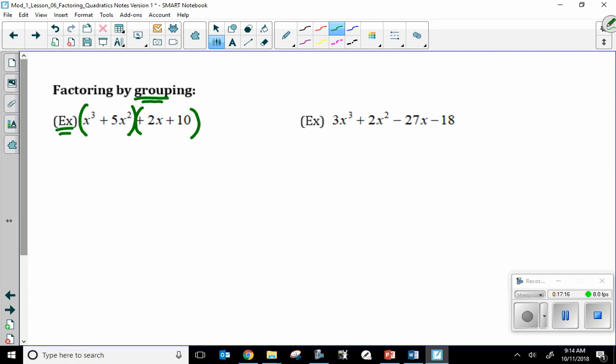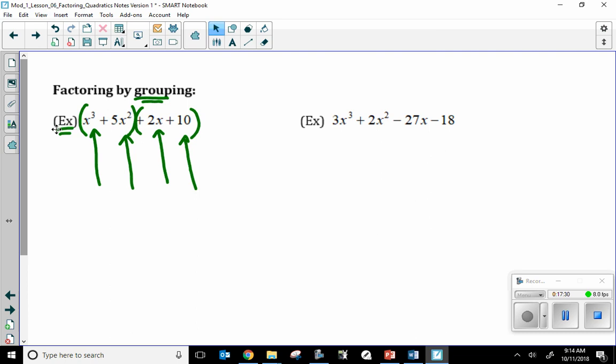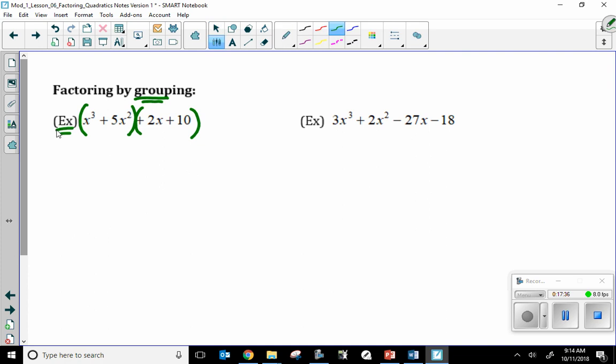Now, this needs to be written in standard form, meaning your biggest exponent should be first, the 3. Your 2, x squared, should be the next one. Then x to the 1, then this should have 0 x's. And factoring by grouping works when you have 4 terms like this. So we have 4 terms.